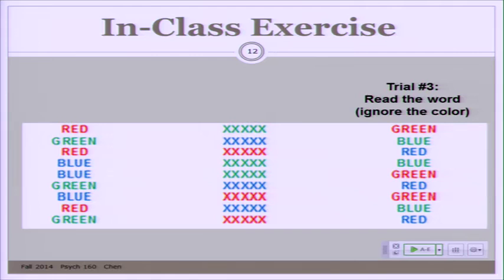It was supposed to be, because you are automatically reading the words, even though it is irrelevant for your task. You're only supposed to pay attention to the color, but you cannot help but want to say almost green even though it's red, the first one. That's the idea. That's automaticity in action, with reading being the example.